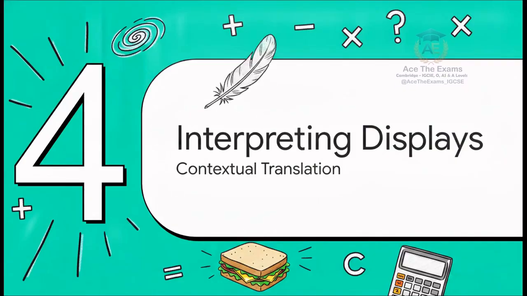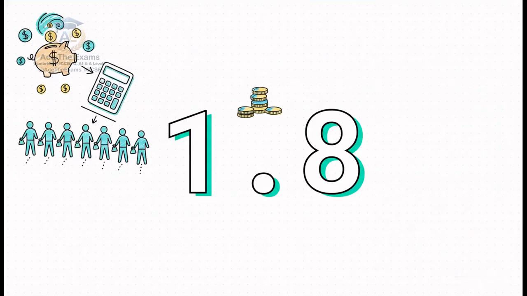Next up, Section 4, Interpreting the Display. We are moving into contextual translation. Here is a fundamental truth you have to accept. Your calculator does not understand human context.